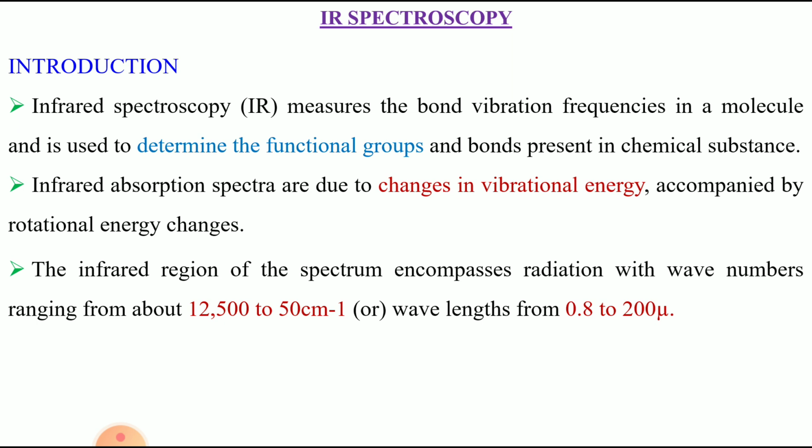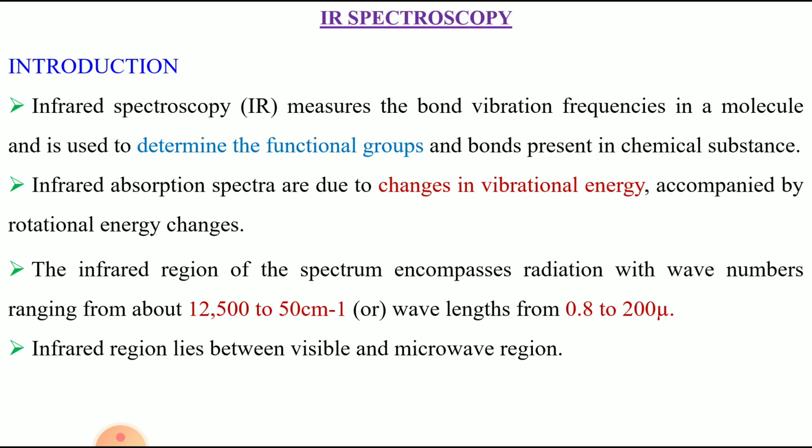The infrared region spectrum encompasses radiation with wave number ranging from about 12,500 to 50 cm⁻¹. This is in wave number. We can also represent it in wavelength, that is from 0.8 to 200 microns. So this is the entire IR region. The IR region is present between the visible and microwave regions. The visible radiation has shorter wavelength and higher energy compared to the IR radiation. The IR radiation has longer wavelength and less energy.